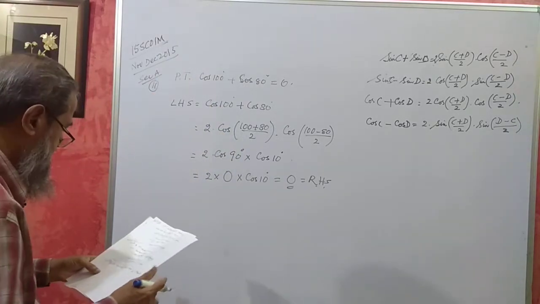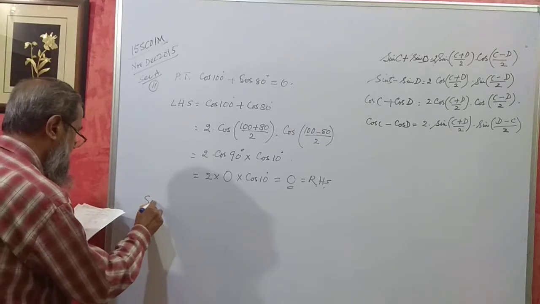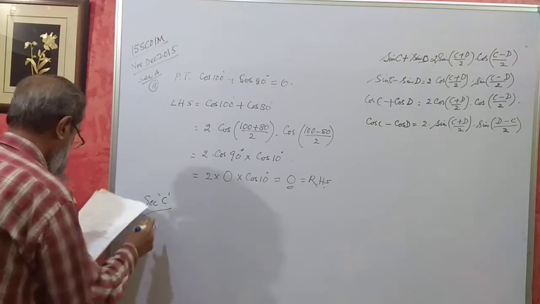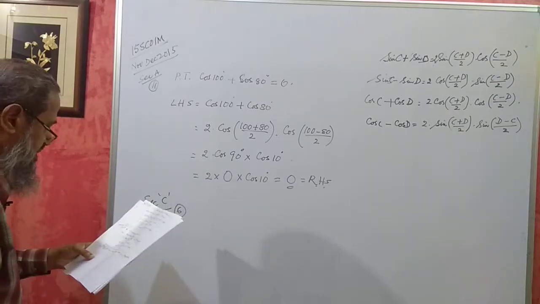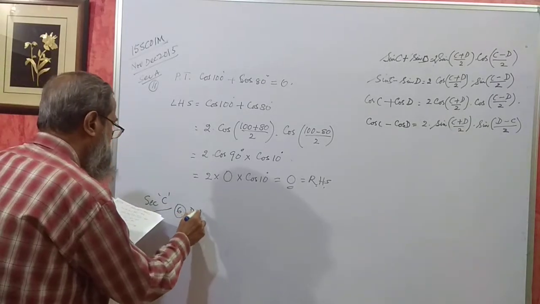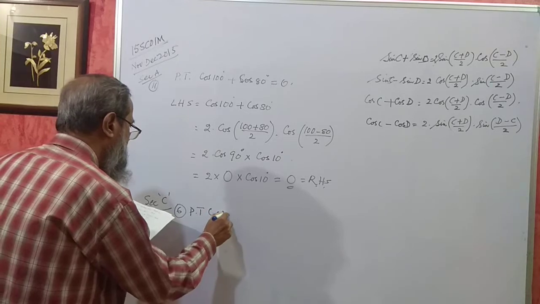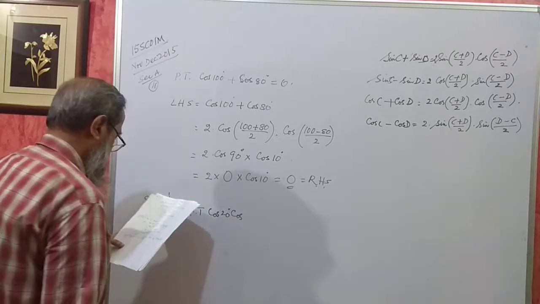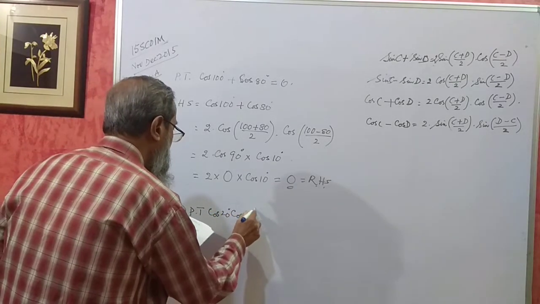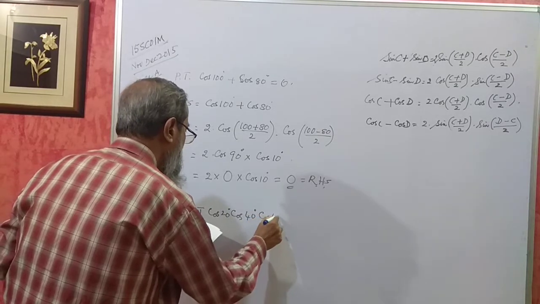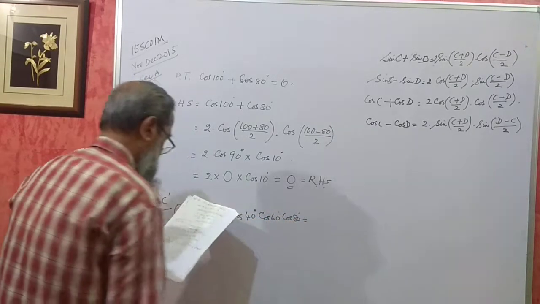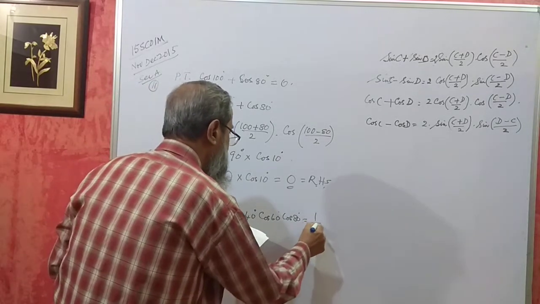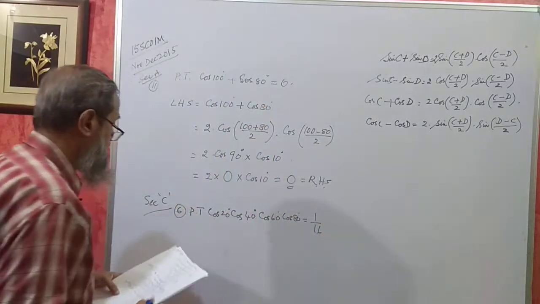Then in section C, they have given a problem. Sixth problem. The problem is, say it is repeated. Prove that cos 20 degree, cos 40 degree, cos 60 degree, cos 80 degree is equal to 1 by 16. That is repetition of that problem.